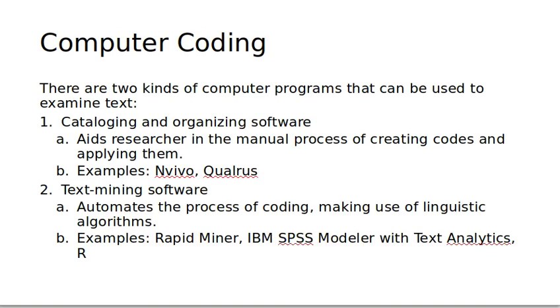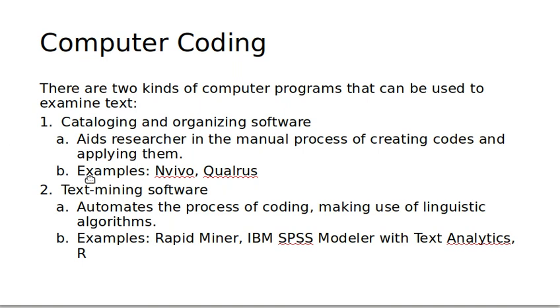There is also computer coding, which we have not mentioned, but there's software, two different bodies of software, two different types, I guess. One is helpful for cataloging and organizing your text. Examples of those, NVivo and Qualrus, are good for just sort of keeping your documents systematically ordered. And so when you're doing that initial pass through and developing attributes, this will help.